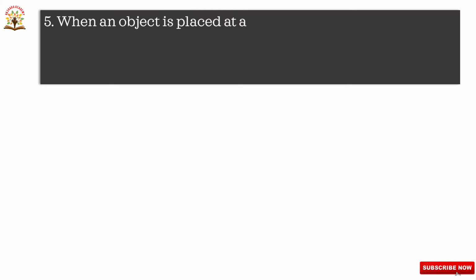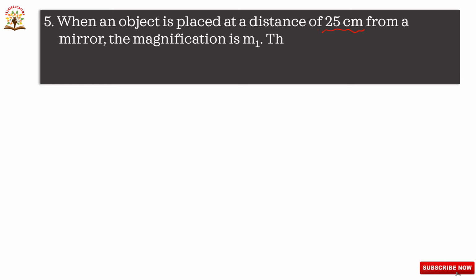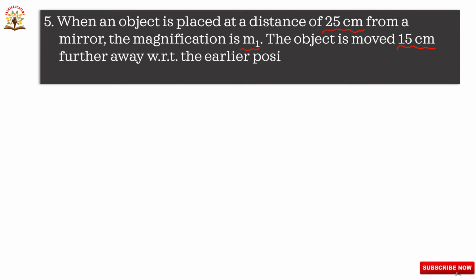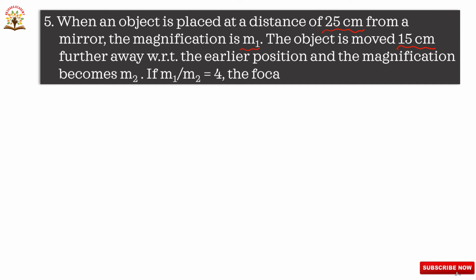When an object is placed at a distance of 25 centimeters from a mirror, the magnification is m1. The object is moved 15 centimeters further away with respect to the earlier position and the magnification becomes m2. If m1 by m2 is equal to 4, then the focal length of the mirror is, here they gave the ratio of two magnifications, that is m1 by m2 is equal to 4. Then we have to find out the focal length of the mirror. Let us go to the solution.